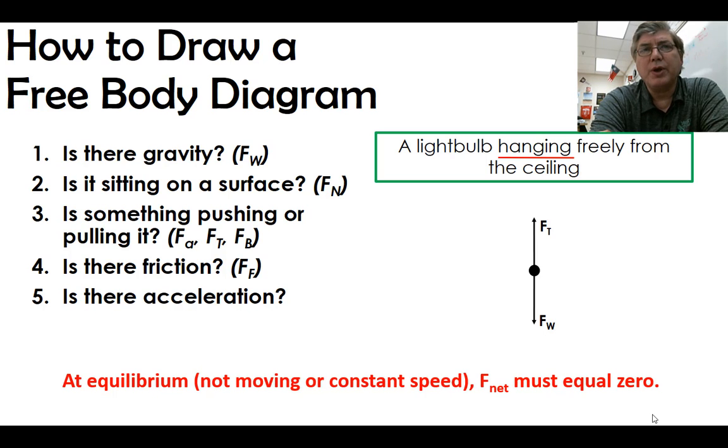Again, at equilibrium, which means something is not moving or moving at constant speed, the net force must be equal to 0. So these two lines should have exactly the same magnitude. One is up and one is down, and they should cancel each other out and equal 0.